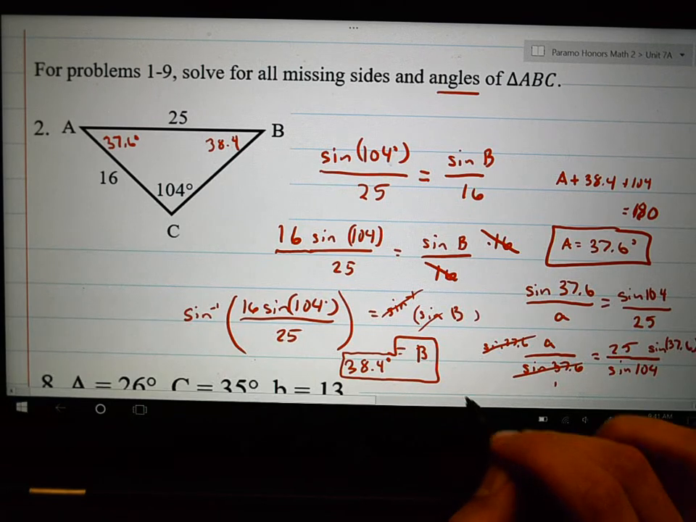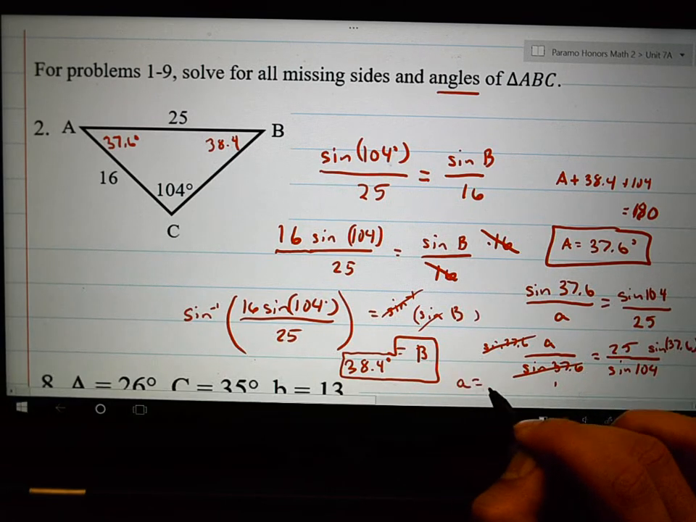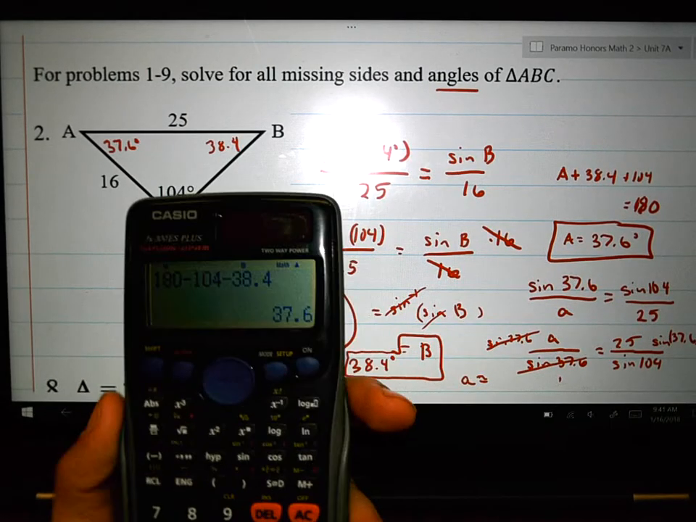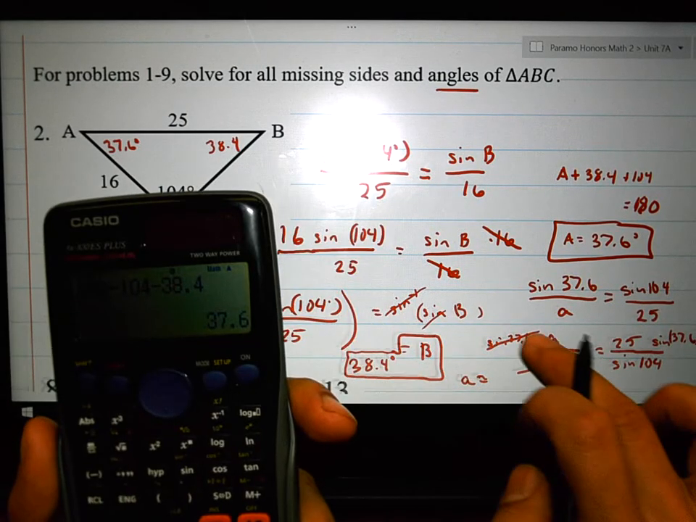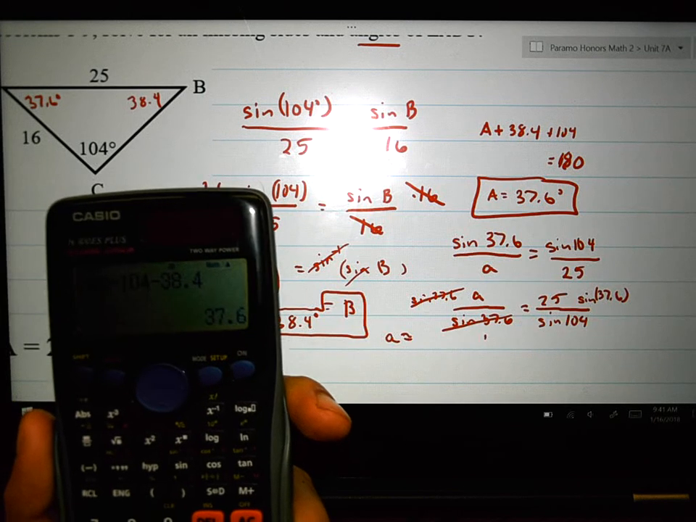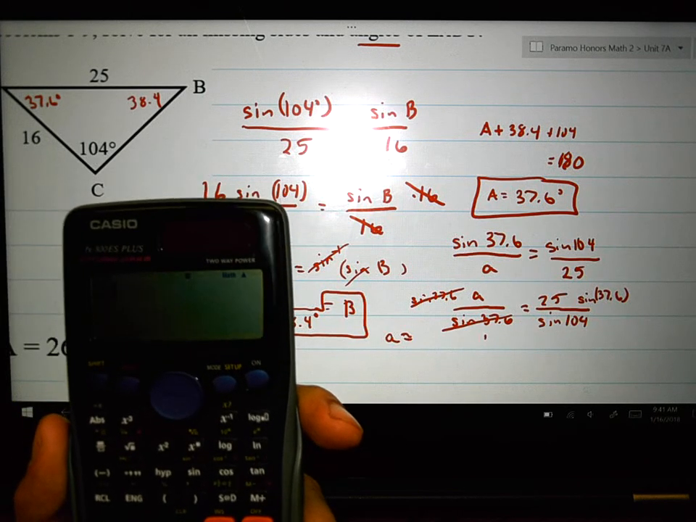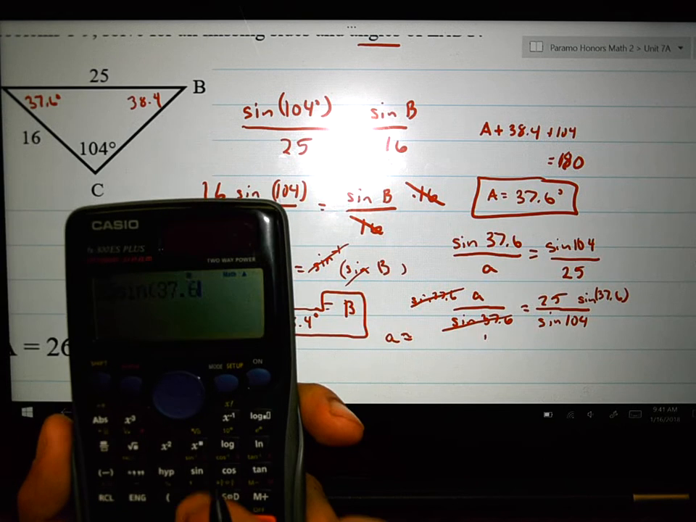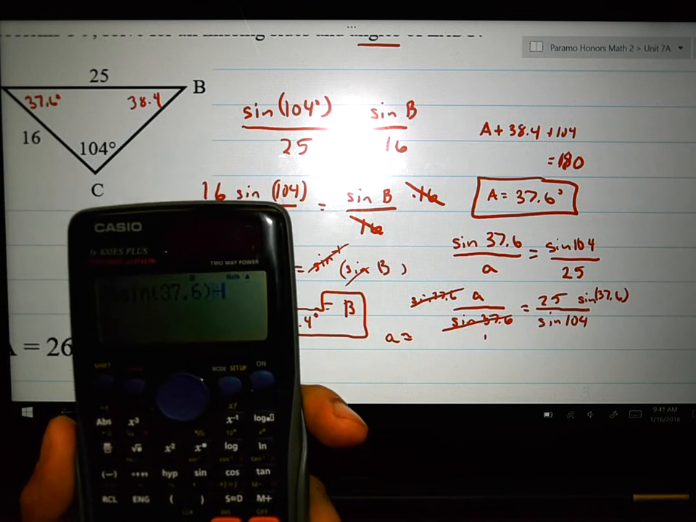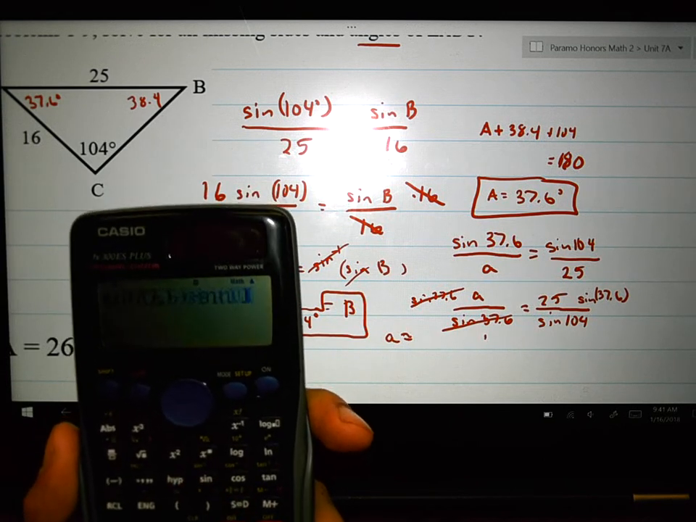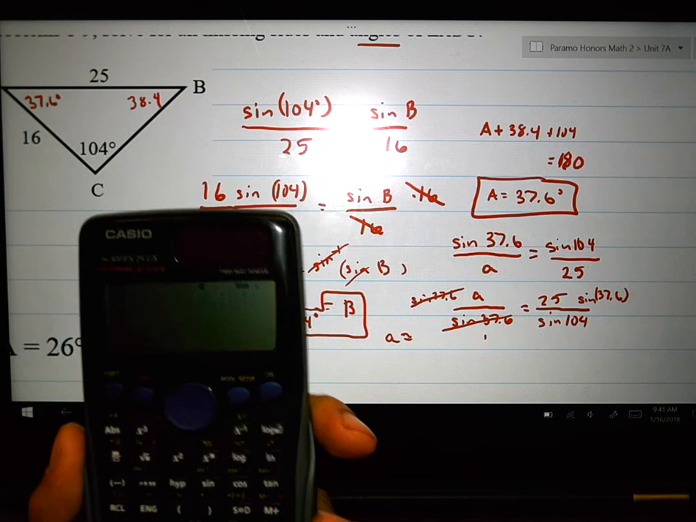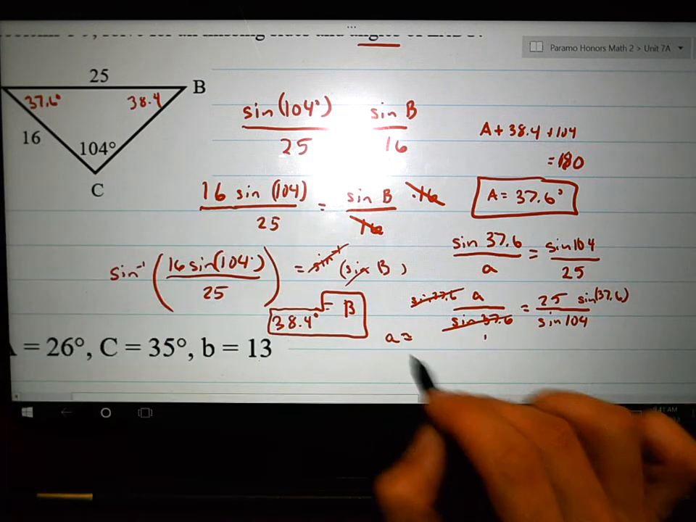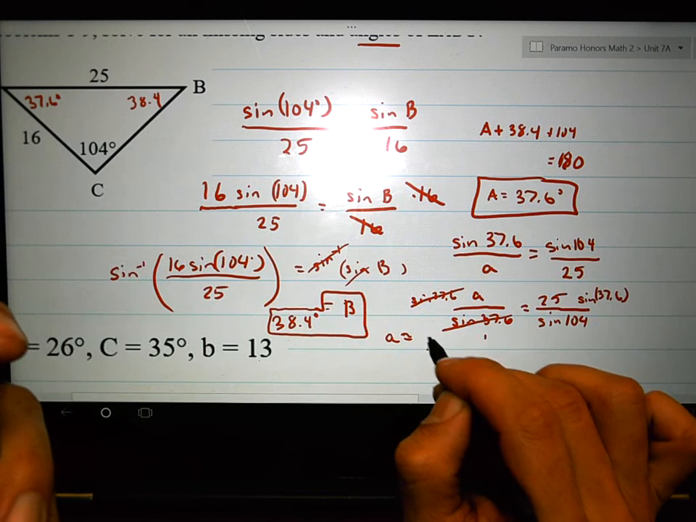So let's see what little a is going to be about equal to. 25 sine 37.6 end of parenthesis divided by sine of 104 end of parenthesis. And I'm getting that little a is about equal to 15.7.